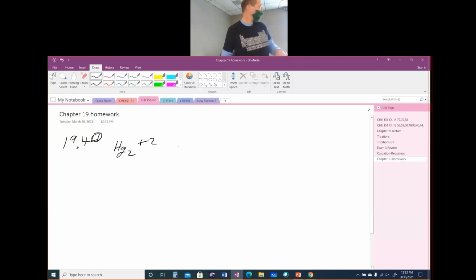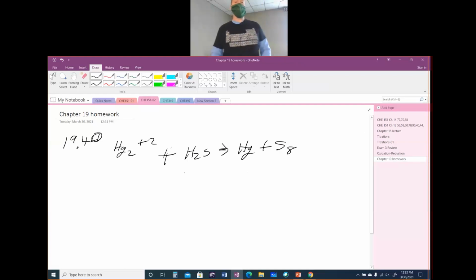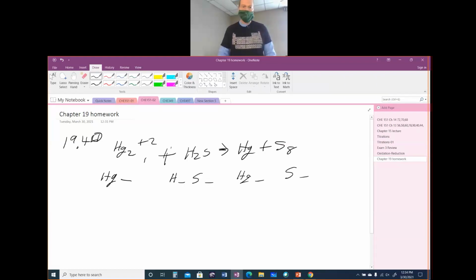Hg2 plus 2 plus H2S goes to Hg plus S8. All right, so step one, you get your oxidation numbers. So you need your oxidation number for Hg on this side. You need your oxidation numbers for both the H and the S, and Hg on this side and the S on this side.